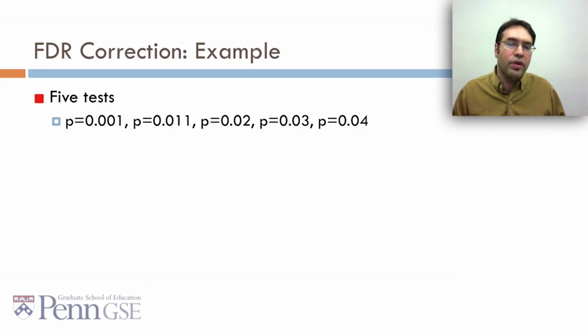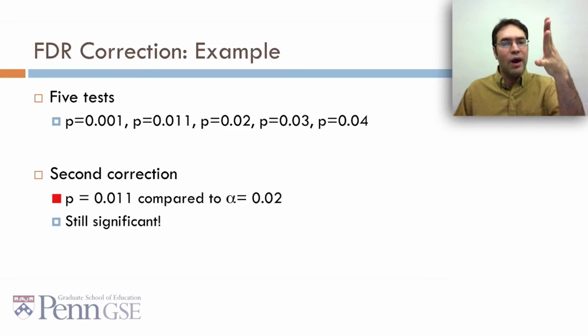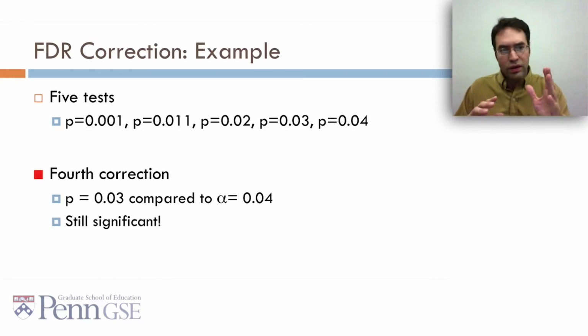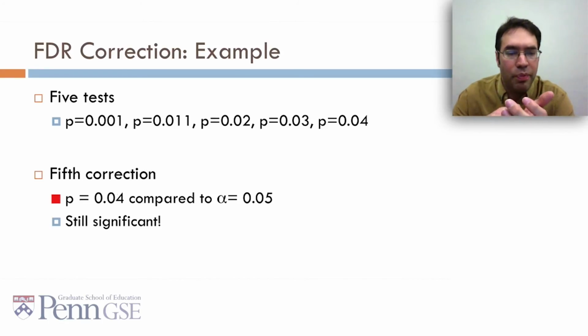So let's take the example that we looked at earlier with Bonferroni. And you may remember that with Bonferroni, we're going to throw out 4 of these 5. With FDR, we're going to look at them. We got 0.001. Well, we compare 0.01 to alpha of 0.1. Still significant. Same result as Bonferroni. With the second one, 0.11, now we're going to compare it to 0.02. Still significant. Third one, 0.2 compared to 0.03. Still significant. Fourth correction, we're going to compare p of 0.03 compared to alpha of 0.04. Still significant. On the fifth correction, we're going to compare p of 0.04 compared to alpha of 0.05. And this is still significant.